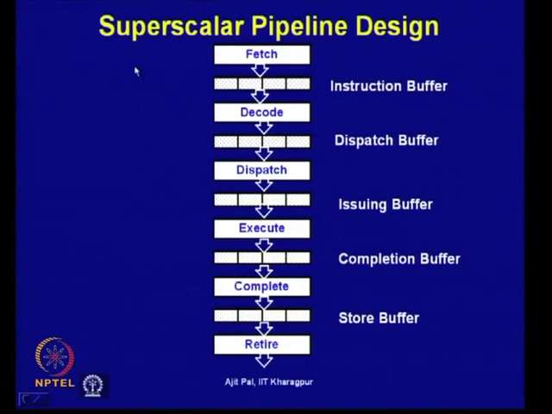So, the superscalar processor design will involve different functional units: fetch, decode, dispatch, execute, complete, retire. Along with that, you will require different types of buffers: instruction buffer, dispatch buffer, issuing buffer, completion buffer, store buffer, and so on. In my next two lectures, I shall discuss the design of the superscalar processor involving these types of buffers and diversified functional units.